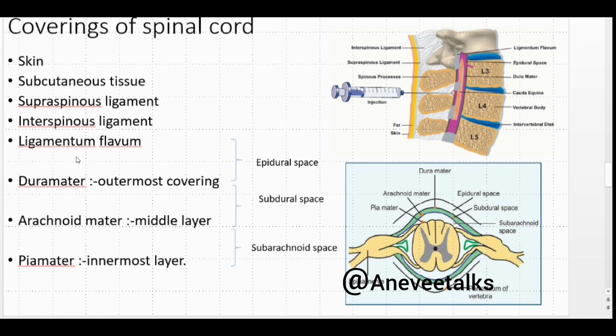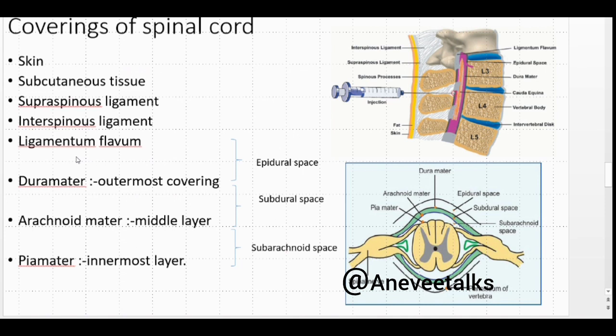Next, we will move on to the coverings of the spinal cord. The coverings of the spinal cord are also called the meninges of the spinal cord. Mainly, we have three meninges. The spinal cord is covered by three layers.